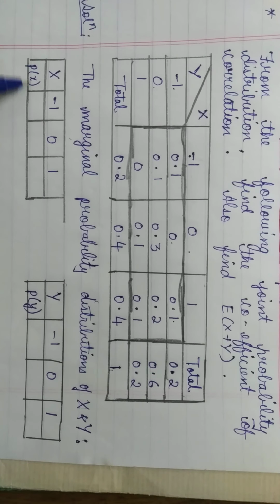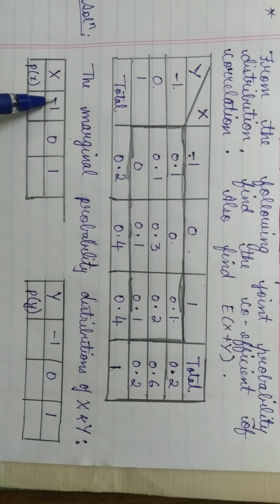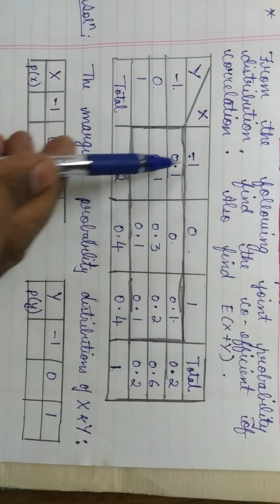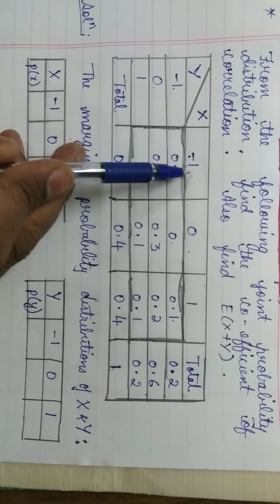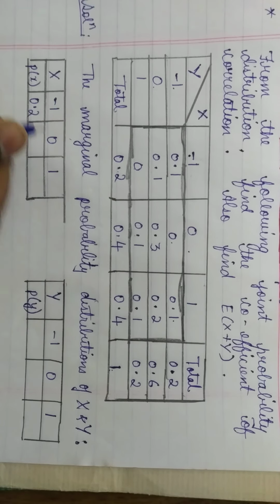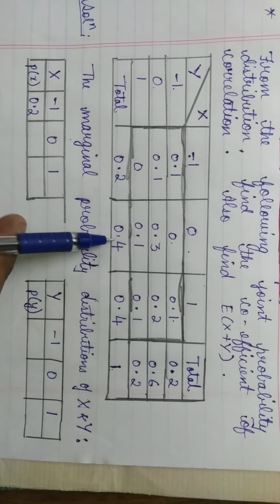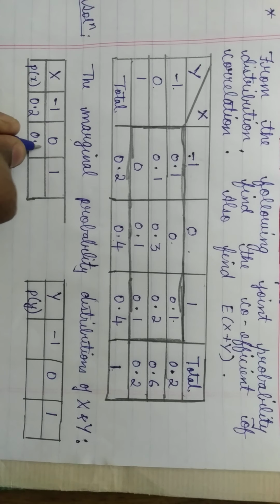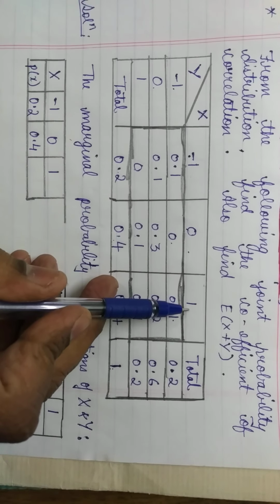Now what is the probability that x takes the value -1? You have to go to the totals. See here, x is -1. What is the total here? 0.2. X is 0. What is the total? 0.4. X is 1. What is the total?